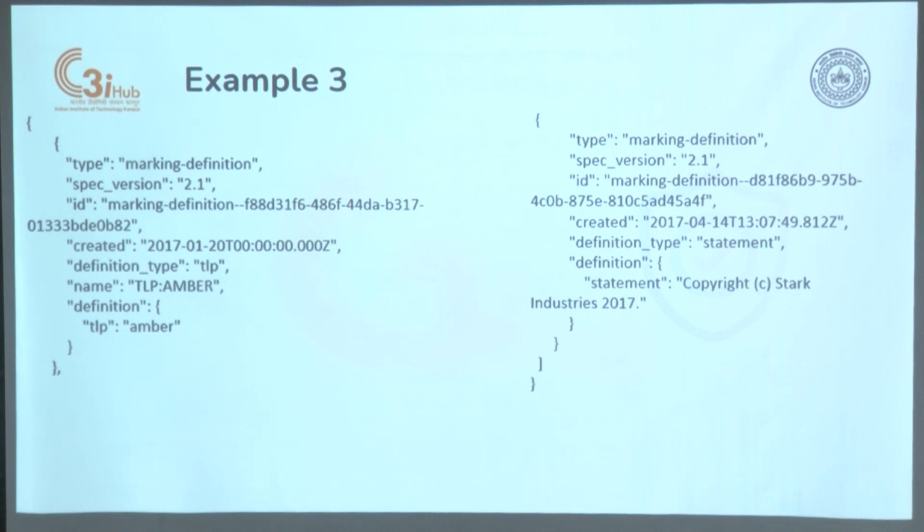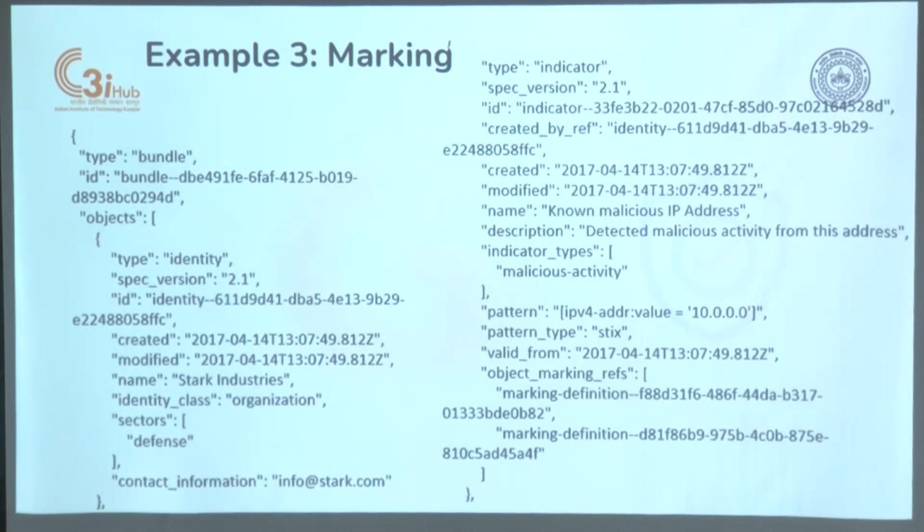So, that means that Stark Industries created this threat intelligence, and they created that indicator object to let others know about what IP address can be seen for this particular malicious activity, but they have put some restriction on the sharing of that information. So, that is basically how it is written, right.